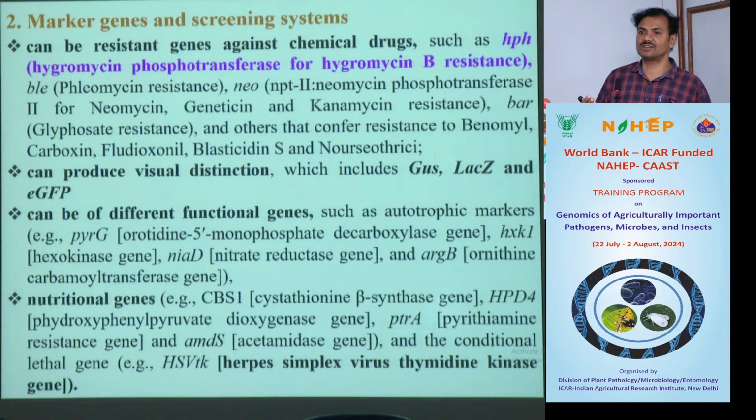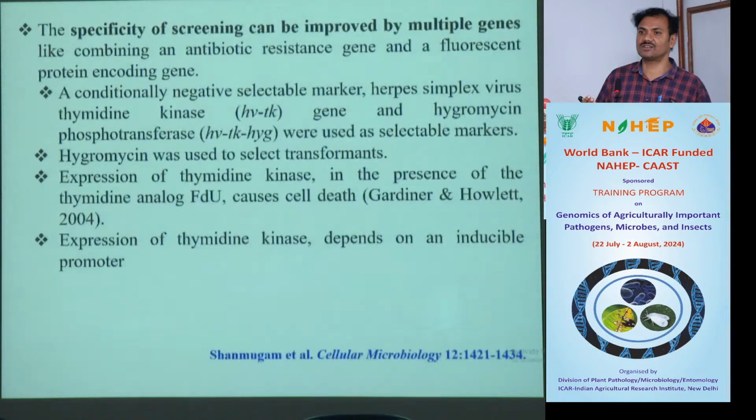Normally, a positive marker means the transformants will be selected in the presence of a chemical or whatever it may be, whereas in this case, in the presence of that one, the transformants will die and won't survive, because the thymidine kinase will utilize these analogs, and then it will cause death of the transformant cells. So this is a negative selection marker, which is also very commonly used.